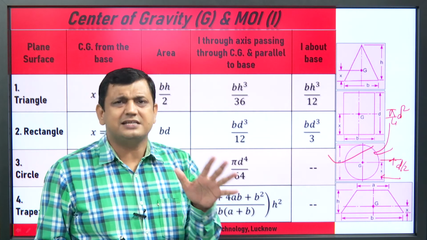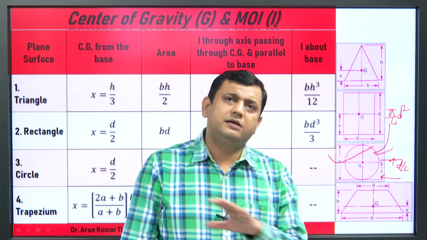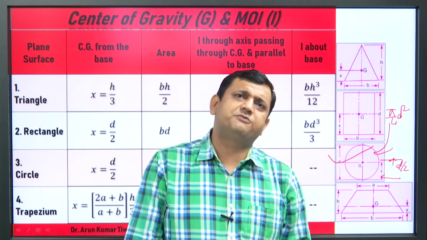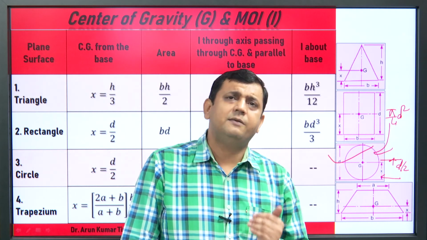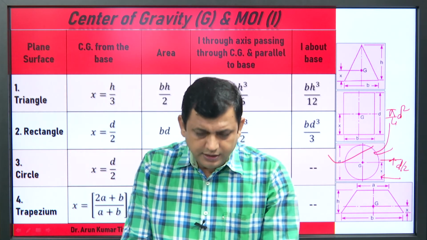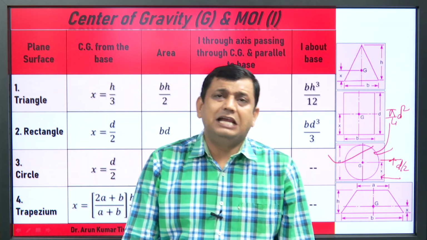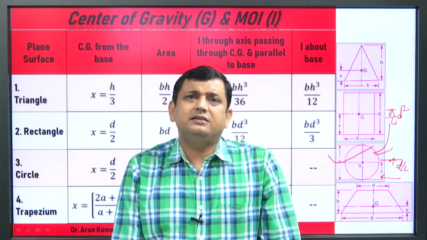So, in all the cases we know, for the common plane surfaces, what is the center of gravity, what is the moment of inertia, and the area. It will help in calculating the h bar.